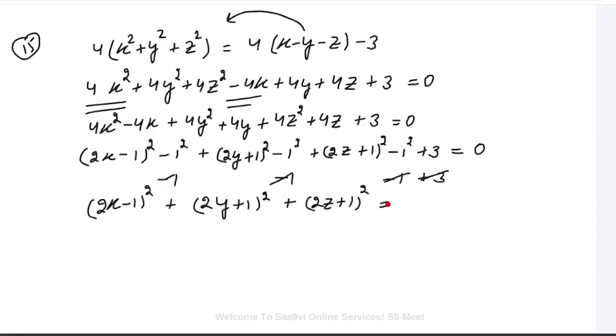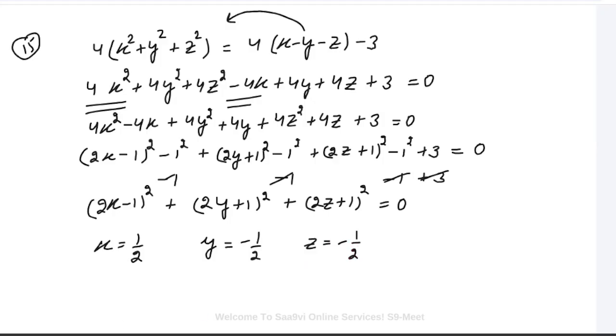Now all these three terms are squares. A square can never be negative. It will always be positive or 0. And if we have to make the addition of three different terms equal to 0, then if they are all positive or 0, they have to be 0. That means I can write from here x is equal to 1 by 2, y is equal to minus 1 by 2, and z, we get, that is again minus 1 by 2.